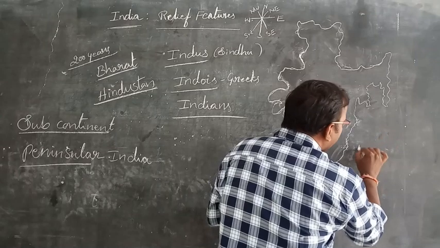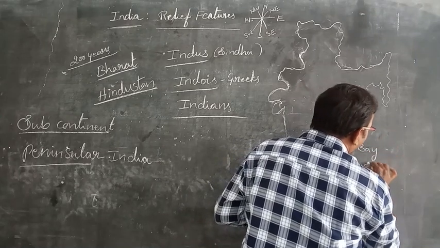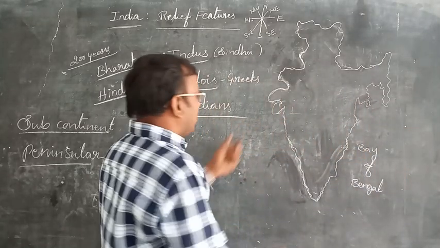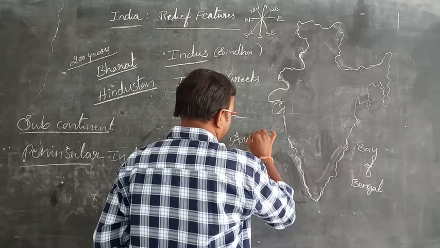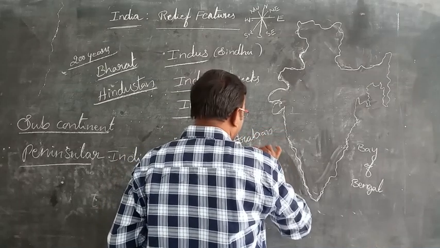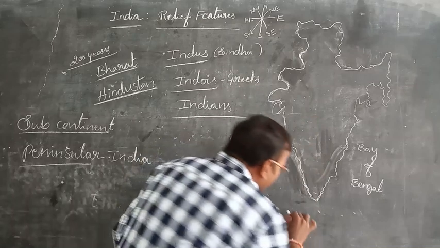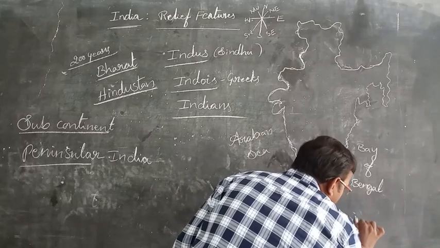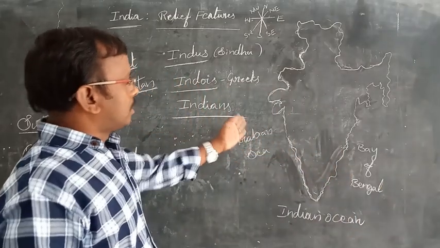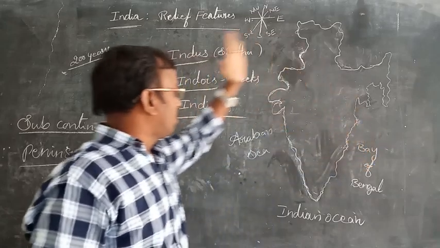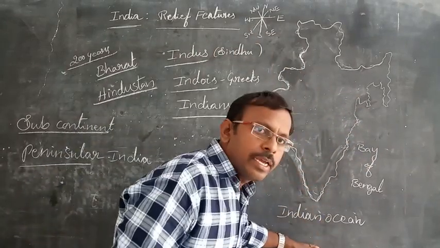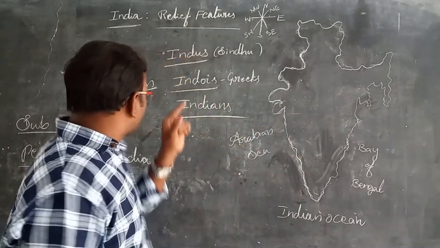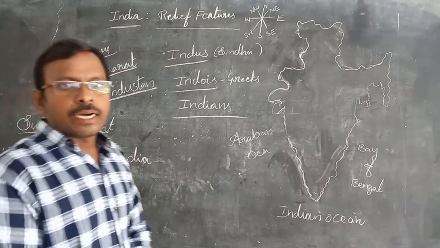Here, the Bay of Bengal is in the east, and in the west is the Arabian Sea, and in the south is the Indian Ocean. So India is covered on 3 sides by water. That's why it is called peninsular India. So that is peninsular India here.